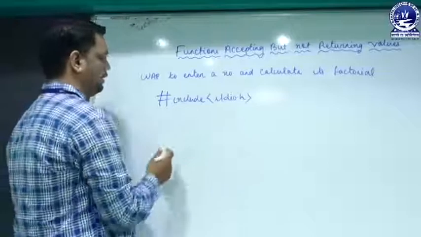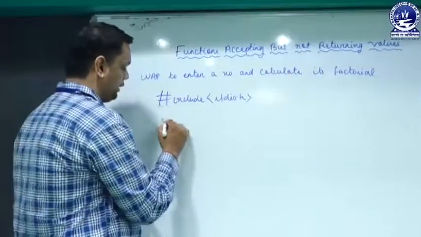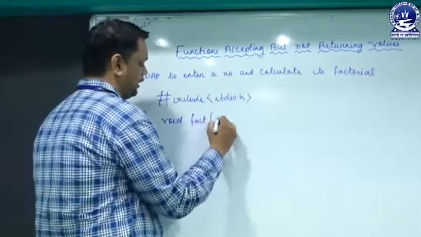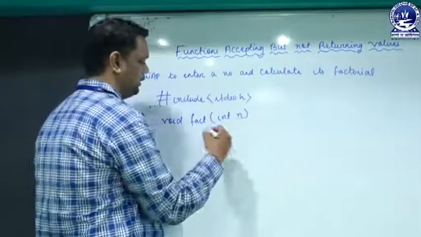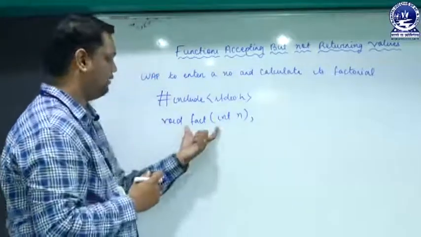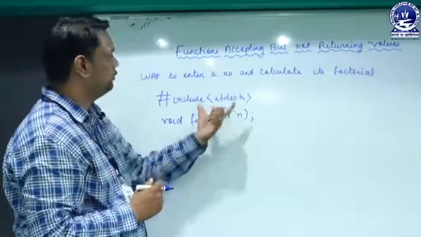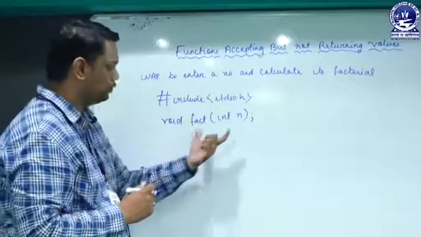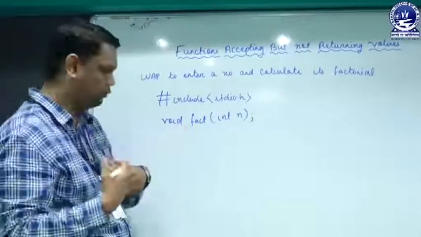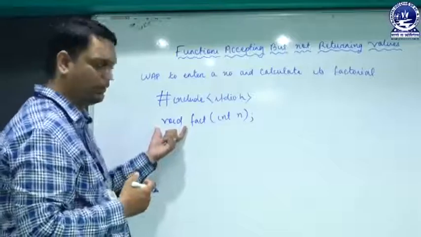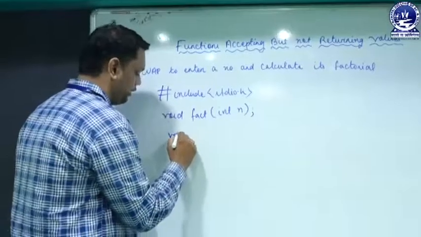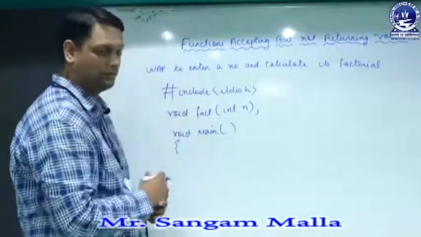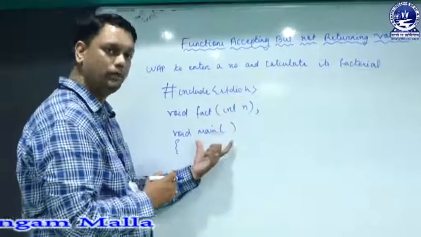As the function will not return any value, the return type will be void. So let us say void fact(int n). In this way fact is a user defined function which will accept the value from the calling function, but it will not return any type of value. As the fact function will not return any type of value, it is considered as void. Now we will be writing void main, which is the very important part of a program, because the program execution starts from the main function.